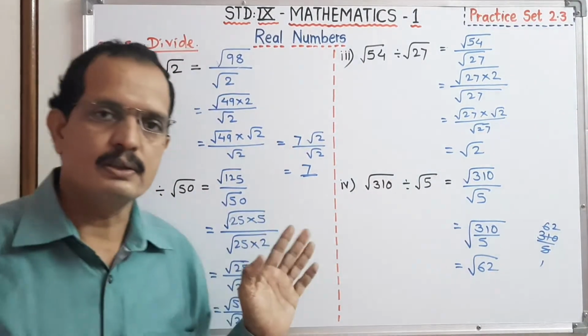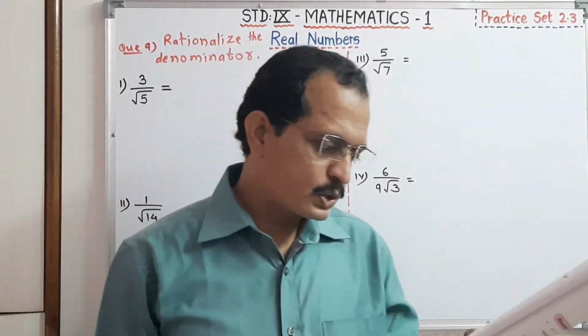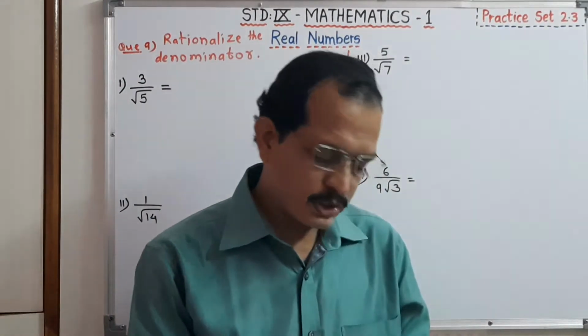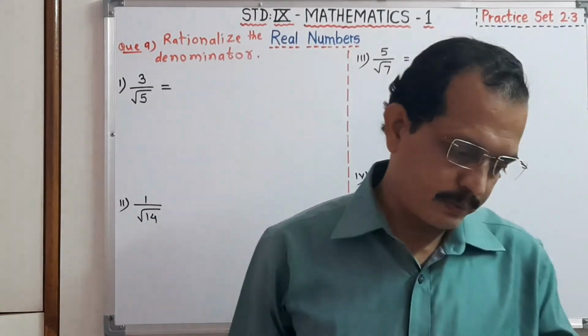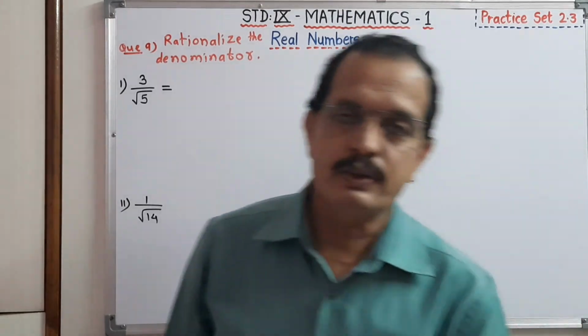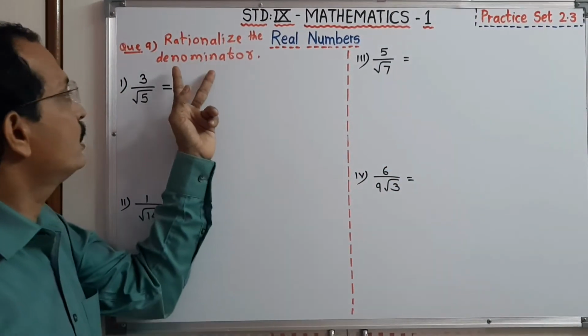Go through this sum. We can start with the next. Dear student, see the question number 9. Rationalize the denominator. 5 sums are given. We have to do the rationalization of the denominator.